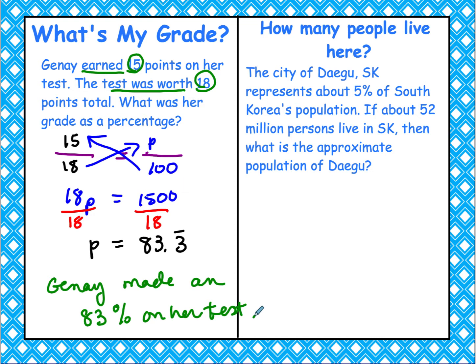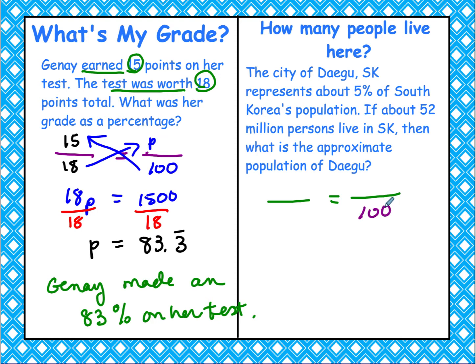So statisticians often have to go ahead and talk about data, especially population data. The city of Daegu in South Korea represents about 5% of South Korea's population. If about 52 million persons live in South Korea, what's the approximate population of Daegu? Okay, so let's think of this in terms of our percent proportion.